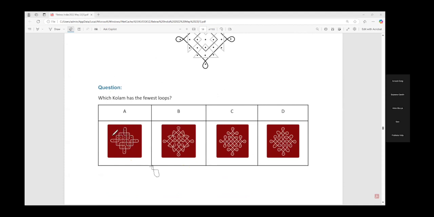Then another loop is this one. All the loops are starting and ending at the same place. Another loop is this one. And another loop is this one. So we've covered all the lines. And in total, we've seen four loops here.